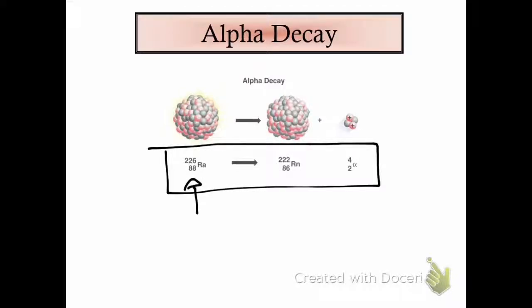You start with an isotope. You end with an isotope that's always smaller because it's losing an alpha particle.